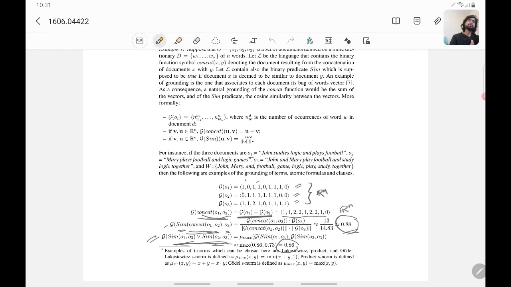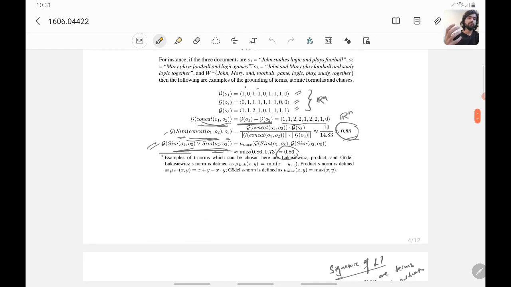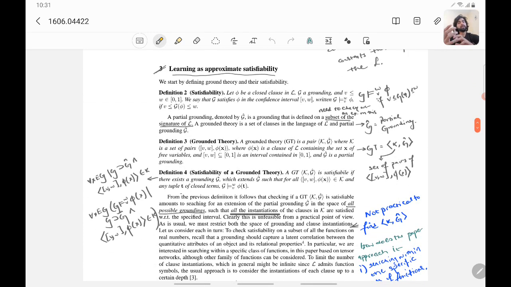And next is learning as an approximate satisfiability, which is basically how they're leveraging real logic to formulate a learning equation, so basically kind of the loss function. How does one leverage real logic to learn from that, right?